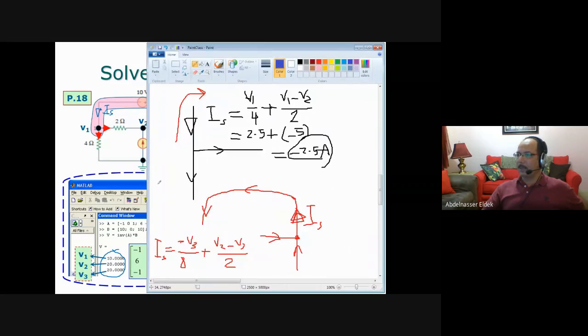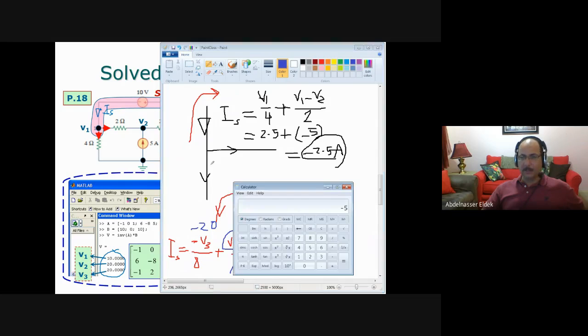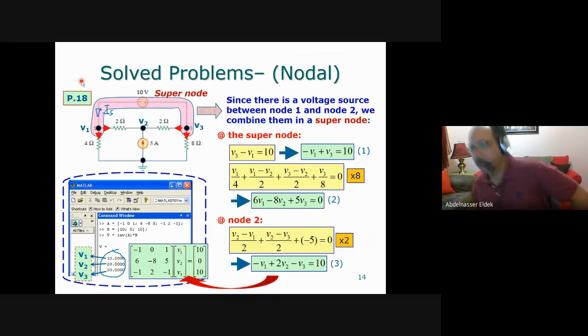Okay. And now if you want to calculate this, let's use another color. V3 is 20 volt, so it will be negative 20. V2 minus V3 is 20 minus 20, which is 0. So this one is 0. So IS is negative 20 divided by 80. Negative 20 divided by 80 is negative 2.5. The same answer. So this is how you find IS.